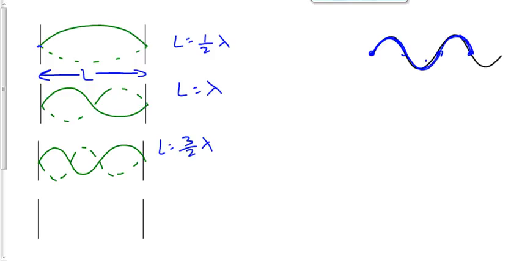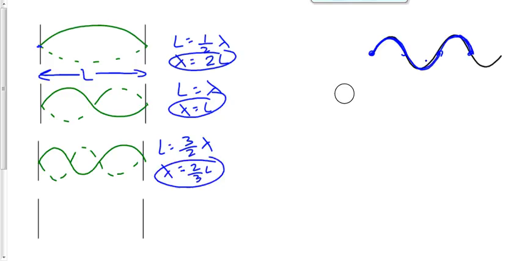All right, so let's rearrange each of these now. We've got L is equal to 1/2 of a wave, L is equal to a wave, L is equal to 3/2 of a wave. Let's rearrange each of them to solve for lambda. This becomes 2L. This just becomes L, of course. And this lambda becomes 2/3 L.